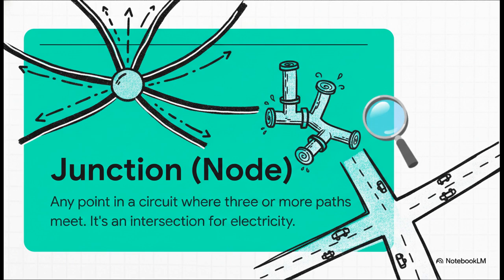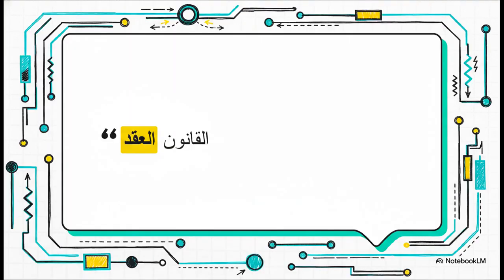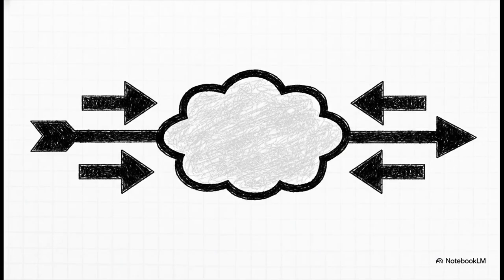It's basically a crossroads. Or, think about water flowing through pipes. A junction is just where several pipes connect into one point. And you'll also hear a junction called a node. So you might see this rule referred to as the law of nodes. It's just another way of saying the exact same thing, that central point where electricity has to either split up or come back together.